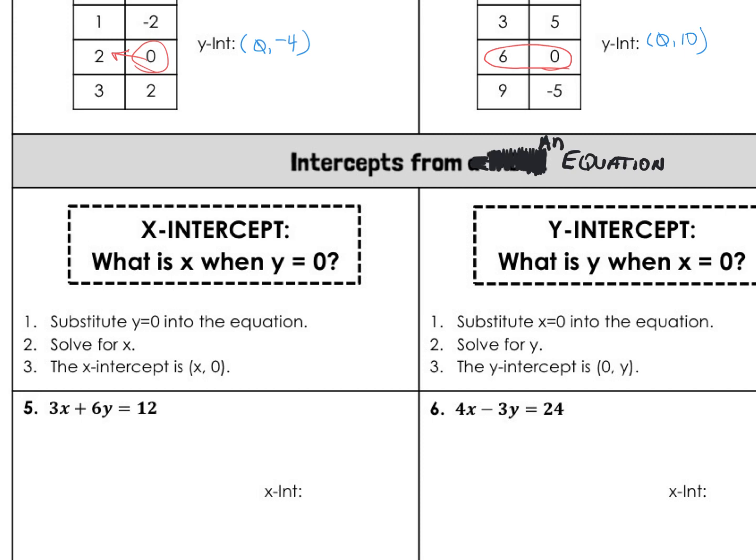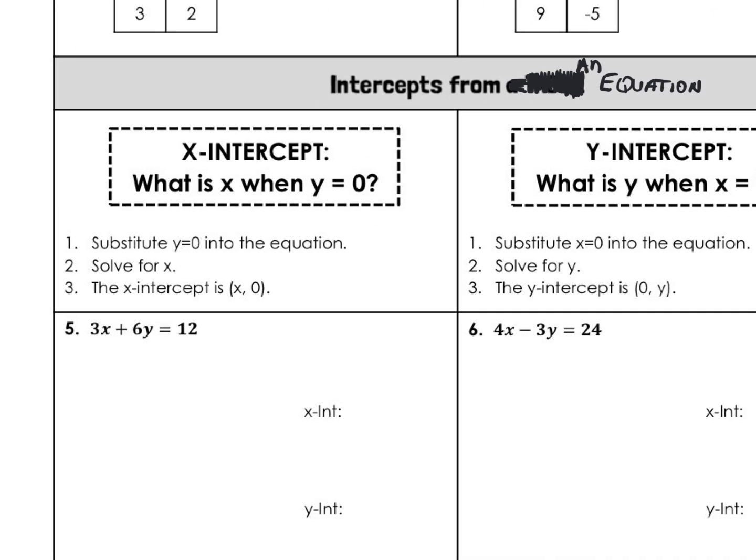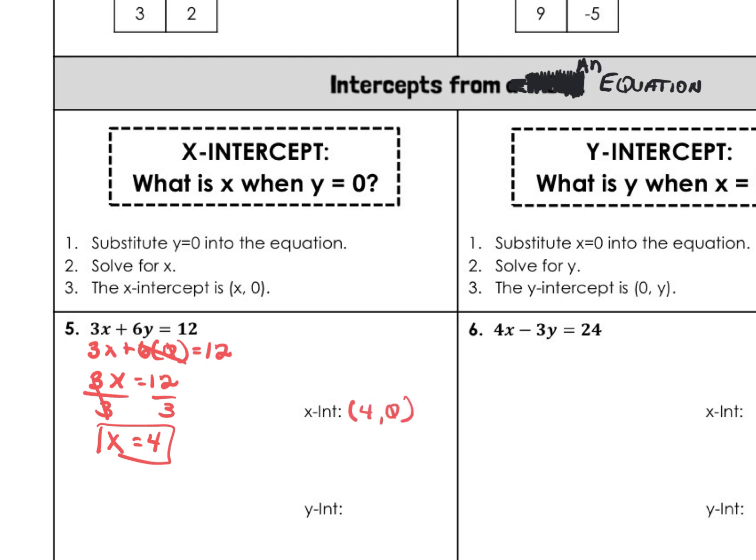Right. So to find the x-intercept from an equation, you are going to substitute 0 for y into the equation and solve for x, and that will give you the x-intercept. So what that means is we're going to put 0 in for y. 6 times 0 is 0, so that cancels out. Now we have 3x is equal to 12. We're solving for x. We're going to divide by 3 on both sides. x is equal to 4. So our x-intercept is (4, 0).